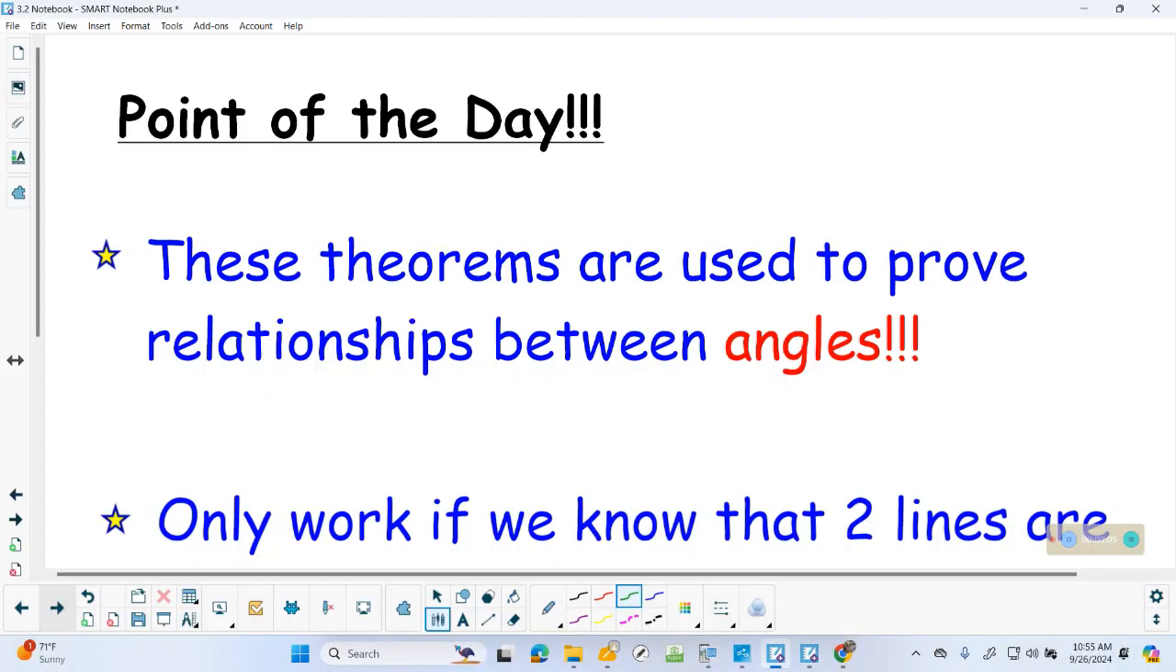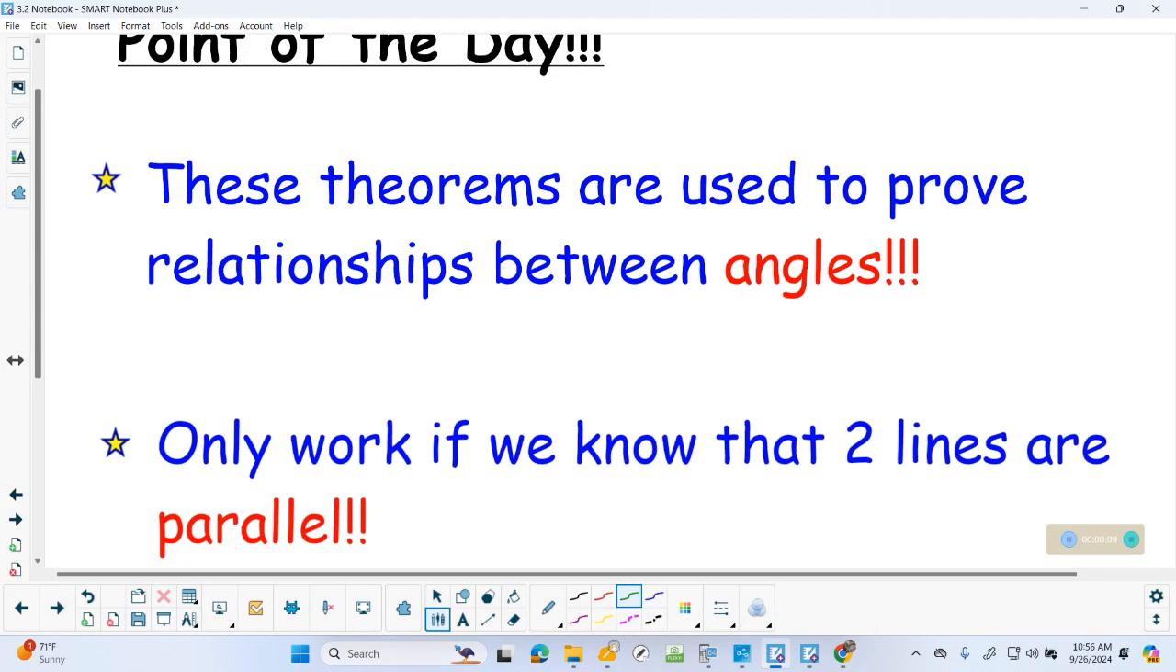So first, a little bit to fill in on the first couple pages here. Not a whole lot, but just a couple key words. So these theorems are used to prove relationships between your angles. Okay, so we're working on angle measurements today.